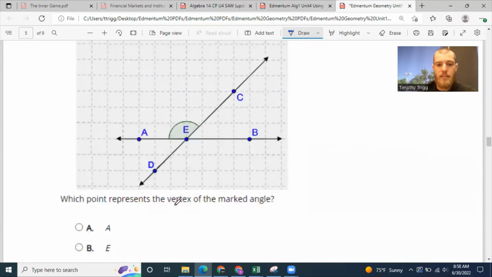Which point represents the vertex of the marked angle? So we're talking about this angle here. Angle AEC. When you have an angle, doesn't matter what the angle is, the vertex is this point right here. So this is your vertex. So what would be the vertex of this angle here?